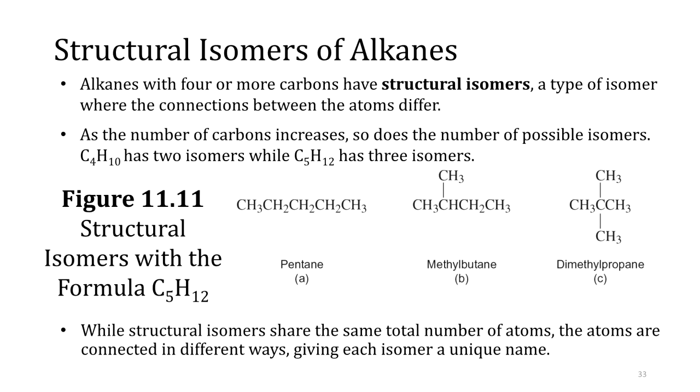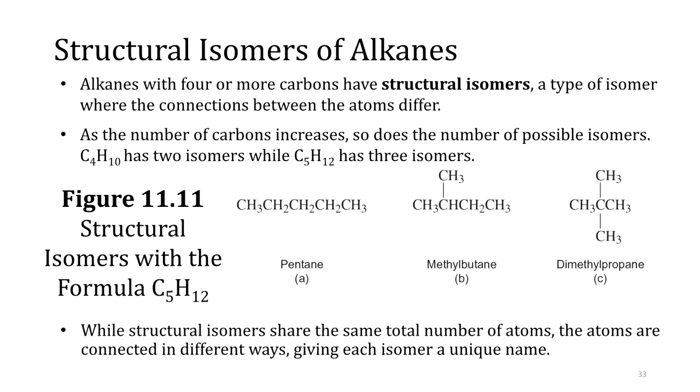So let's start off with the easiest one, the structural isomers of the alkanes. Alkanes that have 4 or more carbons can have structural isomers. You have to have at least 4 carbons, because if you have 3 carbons, they've got to be in a straight line. That's it. As the number of carbons goes up, the number of possible isomers goes up. Here, in this figure, you can see the 3 different versions of the 5-carbon system.